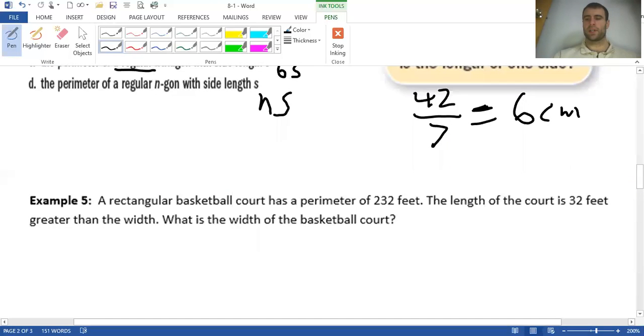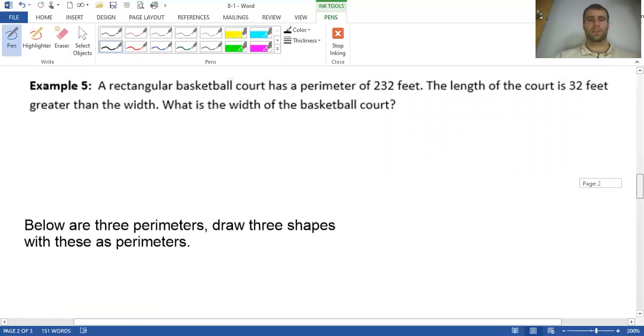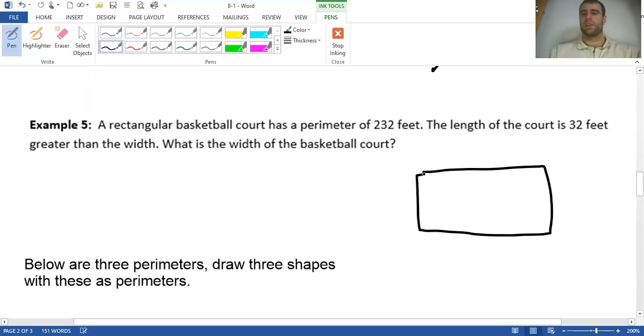Each side is 6 centimeters. Example 5. A rectangular basketball court has a perimeter. I'm going to draw a picture of this. It has a perimeter of 232 feet. The length of the court is 32 feet greater than the width. Let's call the width W. And let's call the length W plus 32. It's asking what is the width of the basketball court.